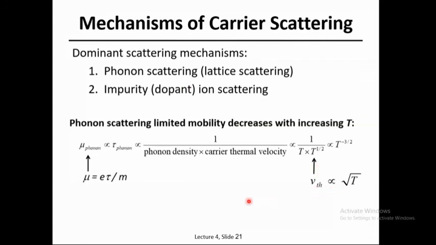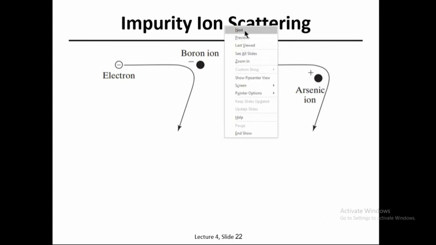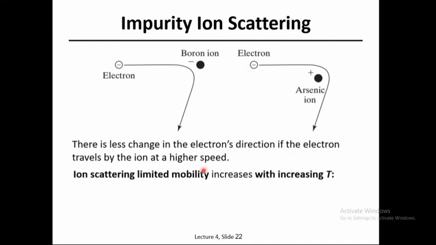Okay, and this is proportional to the square root of temperature, the velocity, and here what we mean by impurity ion scattering. Now, impurity ion scattering, if I'm talking about boron, that means I'm talking about what? About losing electrons, because we give an electron to the boron atom, then we will have an ion which is negative, while for arsenic, that means we are getting a positive ion. So there is less change in the electron's direction if the electron travels by the ion at higher speed. So we're saying that there won't be any change. Ion scattering limited mobility increases with increasing temperature.